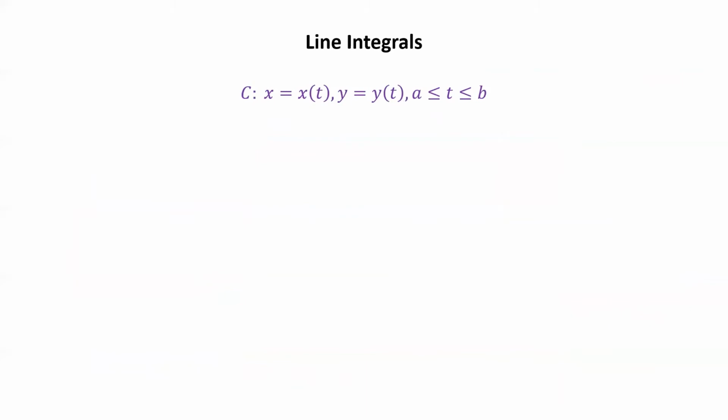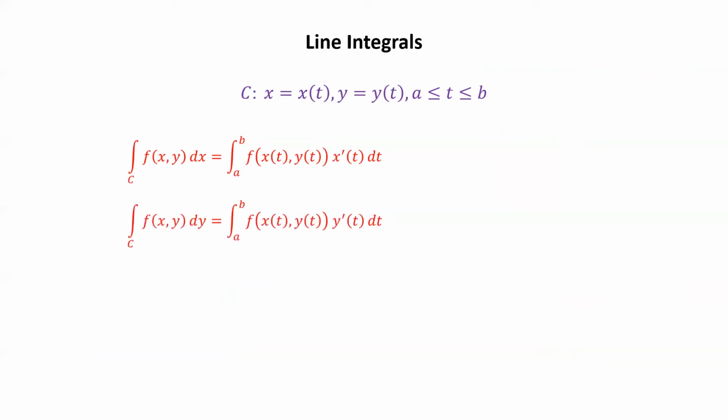Now, in practice, we can compute a line integral by turning it into a definite integral. So starting with a curve C parametrized by x equals x of t, y equals y of t, where t is between a and b, then the line integral over C of f of x, y dx can be computed by taking the definite integral from a to b of f of x of t, y of t, times x prime of t dt. Similarly, the line integral over C of f of x, y dy can be computed by taking the definite integral from a to b of f of x of t, y of t, times y prime of t dt.